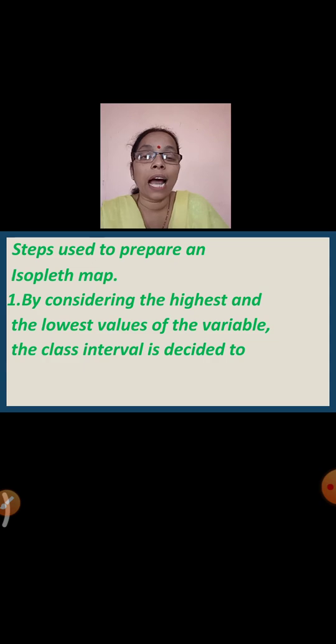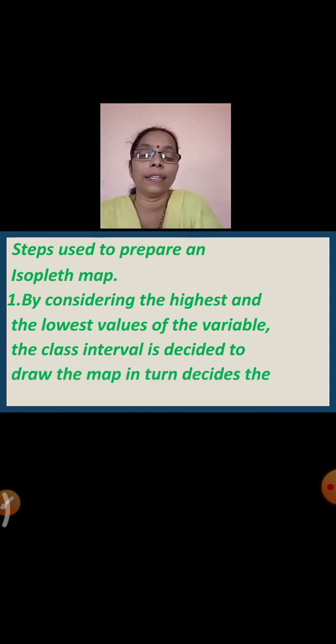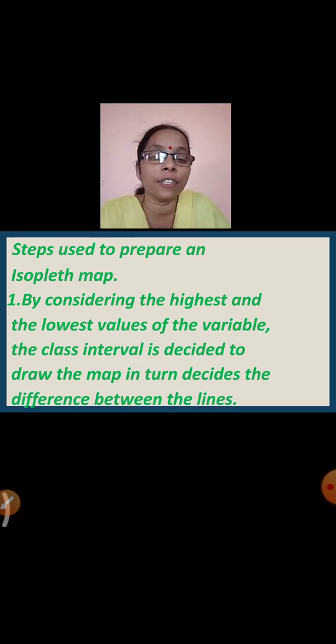Then the class interval is decided to draw the map, which in turn decides the difference between the lines. Whatever class interval is decided, like we have seen in the previous map, there was a difference of 100. So accordingly, whatever class interval is decided to draw the map, it later on decides the difference between the lines, how much difference it shows, right?